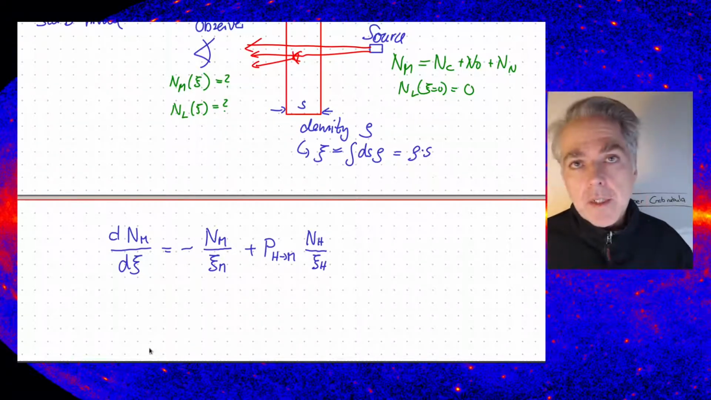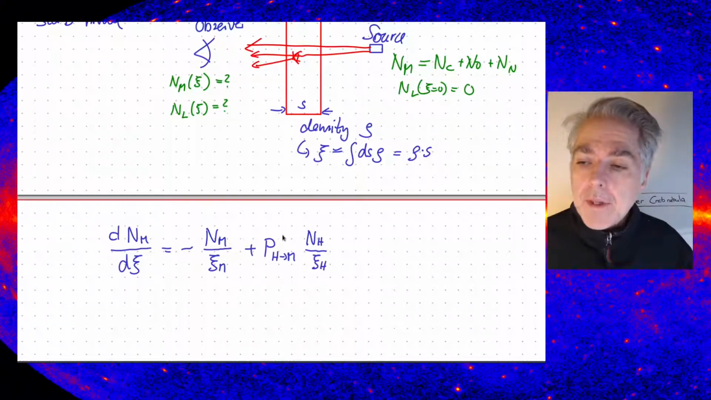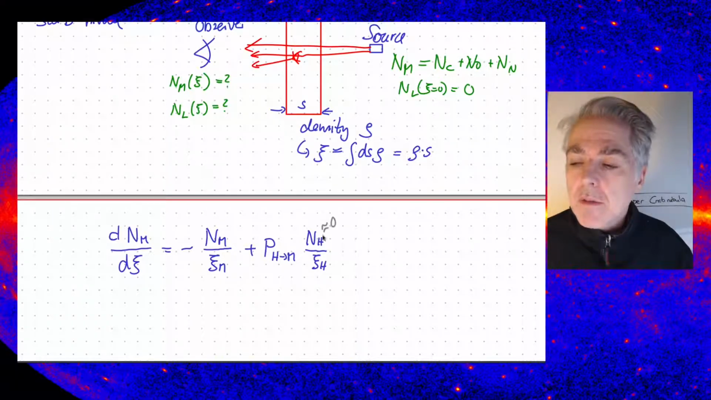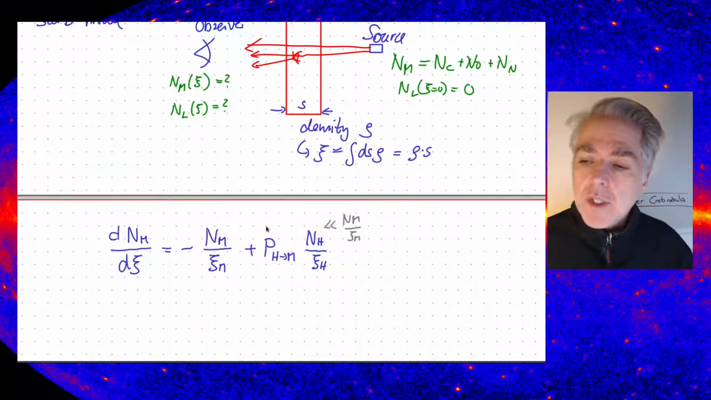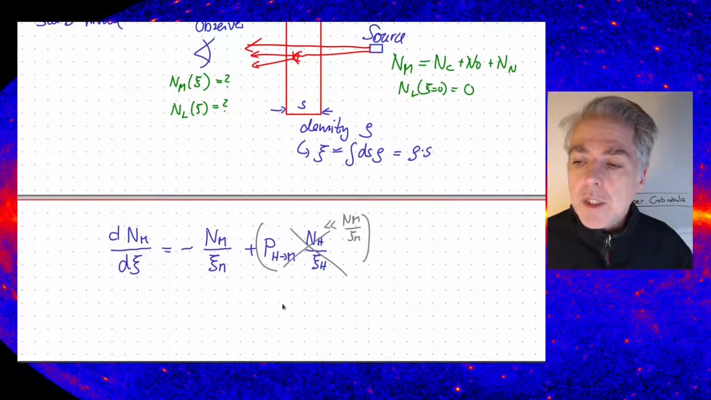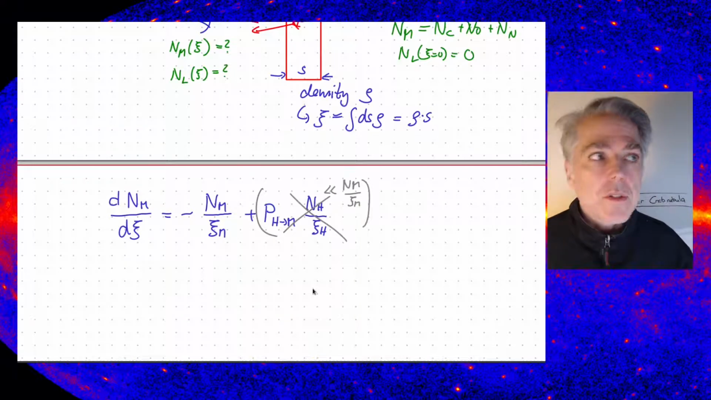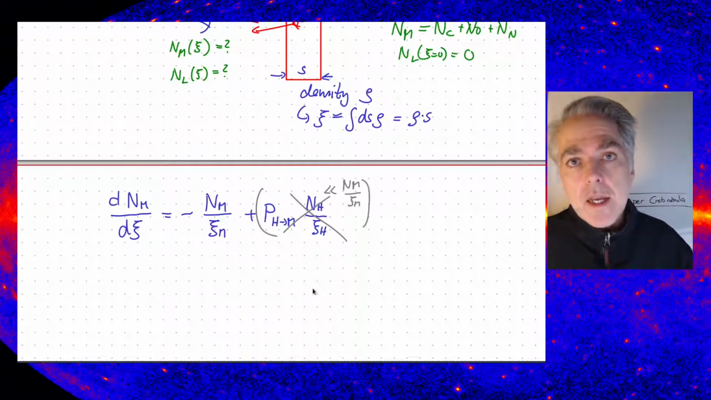Now Xi is related to the cross-section, so the larger the cross-section, the shorter that is. This term here, however, we want to neglect. So we basically say this is roughly 0, or it's smaller than Nm. Let me put it that way. So this is much, much smaller than Nm divided by Xi-m. So we can basically neglect this term here. We just take it out of the equation. And then we would immediately be able to write down the solution for Nm. Nm would be simply Nm0 times e to the minus Xi divided by Xi-m.